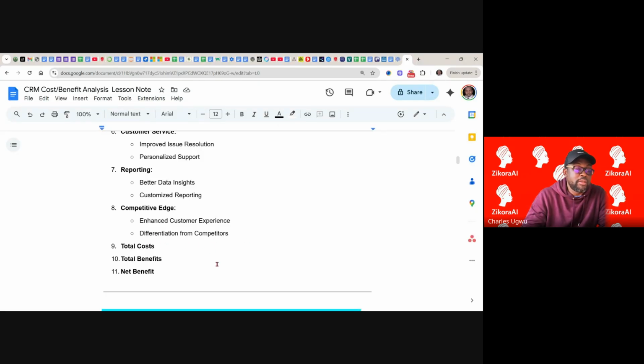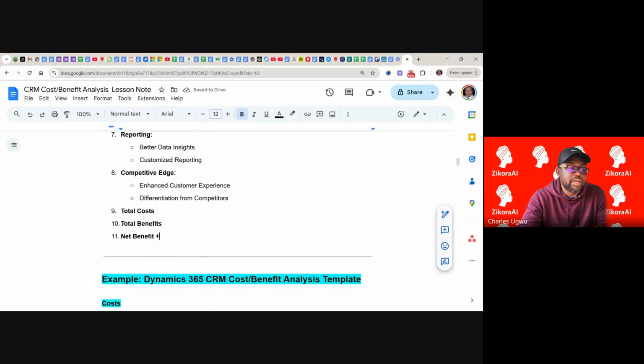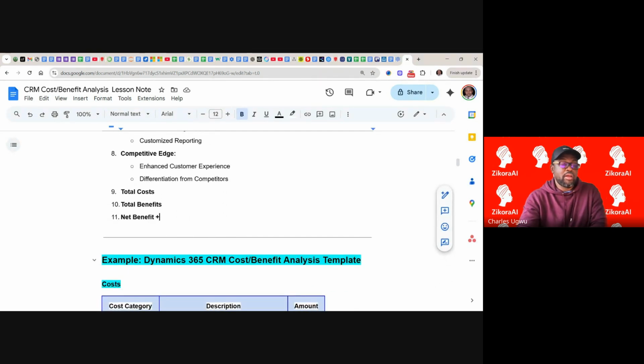And that's where the real problem comes in. After all the summation, you total all the costs, you total the benefits, and then you subtract the total cost from the total benefit, and then you get the net benefit. The net benefit must be positive. If it's negative, it means the project is not viable, and you should start looking for another viable alternative.